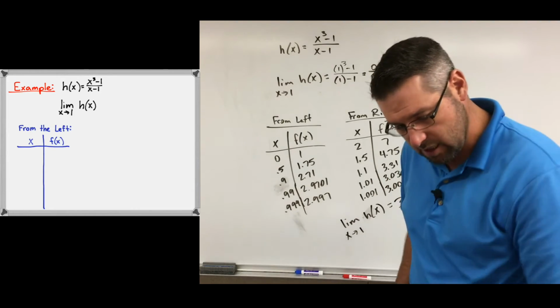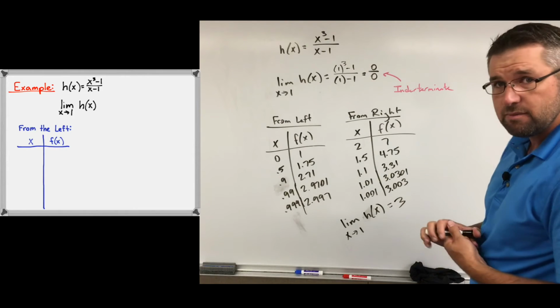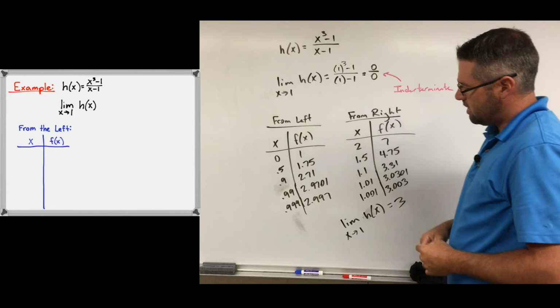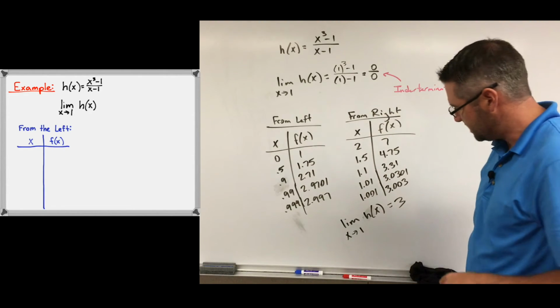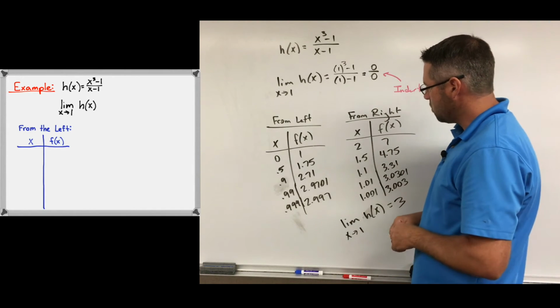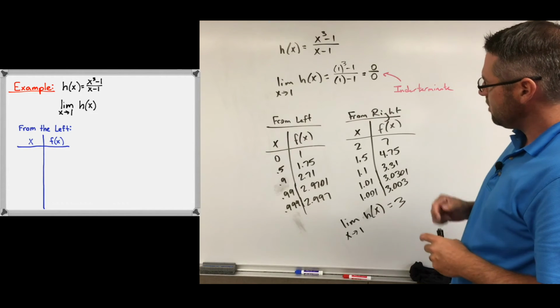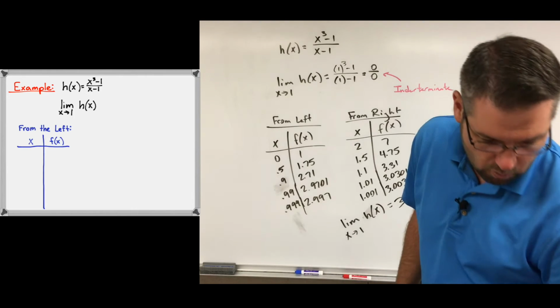It looks like it's going to be 3. That's good. Now, does this prove it? No, this is just kind of experimenting and seeing what it looks like is happening. This doesn't prove anything. Now, this is a good idea to work with things, especially when we don't know how to do this yet analytically. But how could I prove that the limit as x approaches 1 of h of x equals 3?